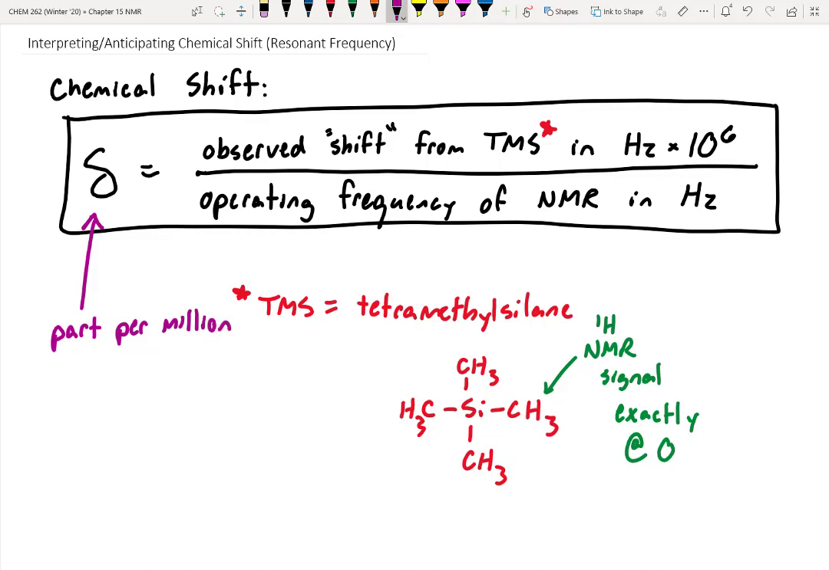However, most people never refer to it as part per million. They just abbreviate it as PPM. So we're dealing with a PPM scale. So tetramethylsilane is always set to be at 0 ppm on the NMR scale. Don't ask me why, but they used to measure this in a different unit called tau. And before that, they used to just measure it in hertz.